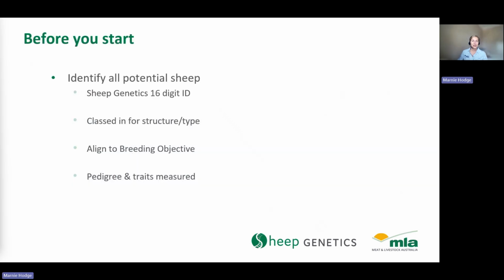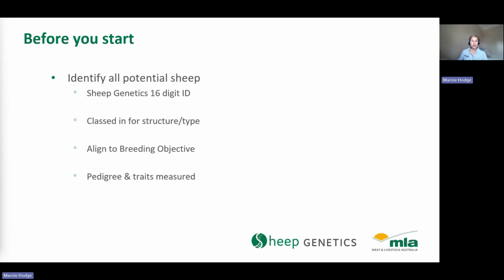So before you start, make sure that all of your sheep have a full 16-digit ID. Make sure they've been submitted to the analysis. Ideally, you probably have a few traits recorded on those sheep before you actually want to look at joining from them as well. So it's really important that you identify all potential sheep that you might want to join from, not just the ones that you 100% will. So we need to think about using MateCell as selection. So put in any potential sheep that you might want to join from into MateCell and let MateCell help you figure out which sheep that you actually are going to join from.